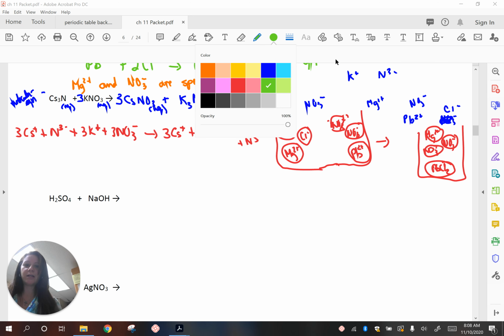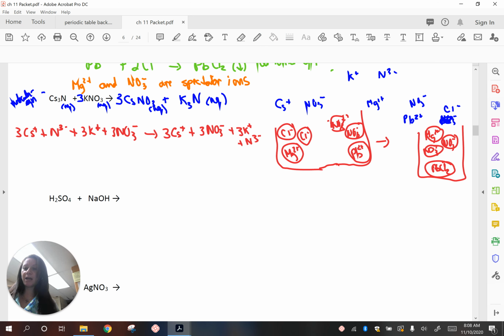When we try to write our net ionic, you'll see that this cancels with this, this cancels with this, this cancels with this, and this cancels with this. No reaction. There is no net ionic equation. All of them are spectators. So once you're at your molecular and you see that they're both soluble, you can just write no reaction, and then all of them are spectators.